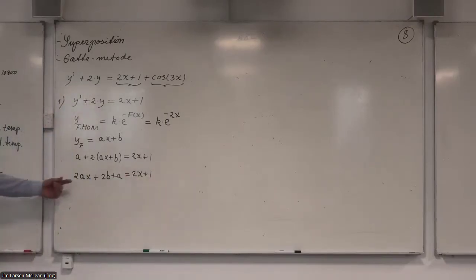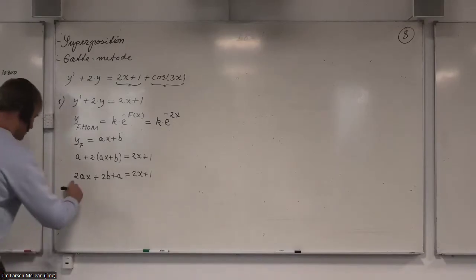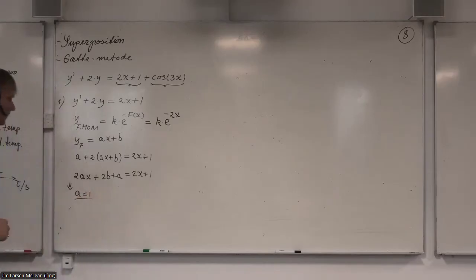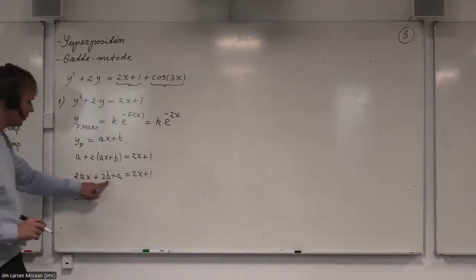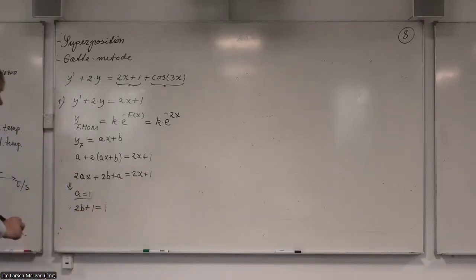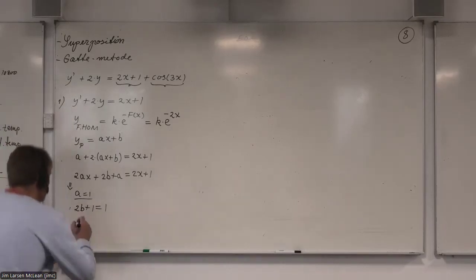So we conclude that 2 times a must equal 2, so a must be 1. So we can immediately see here that a must be 1. But if a is 1, then it says 2b plus 1, and that should equal 1. You can only achieve that by having b equal 0. So b must be 0.